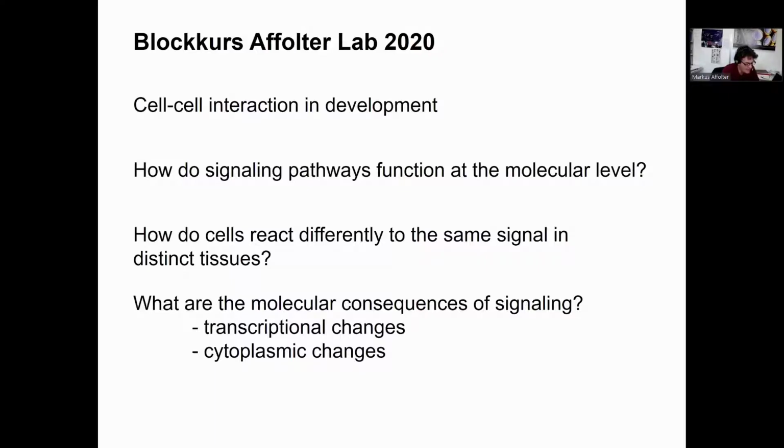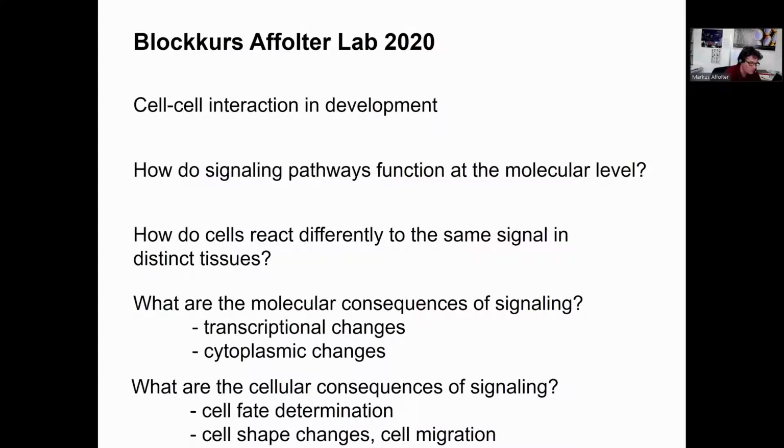Cytoplasmic changes might allow a cell to move from A to B, but then once a cell is in B, it can revert to the state as before. So there are really conceptual differences between transcriptional changes, a funny word, probably misspelled, and cytoplasmic changes. I think that's also good to know. There are different consequences of these things.